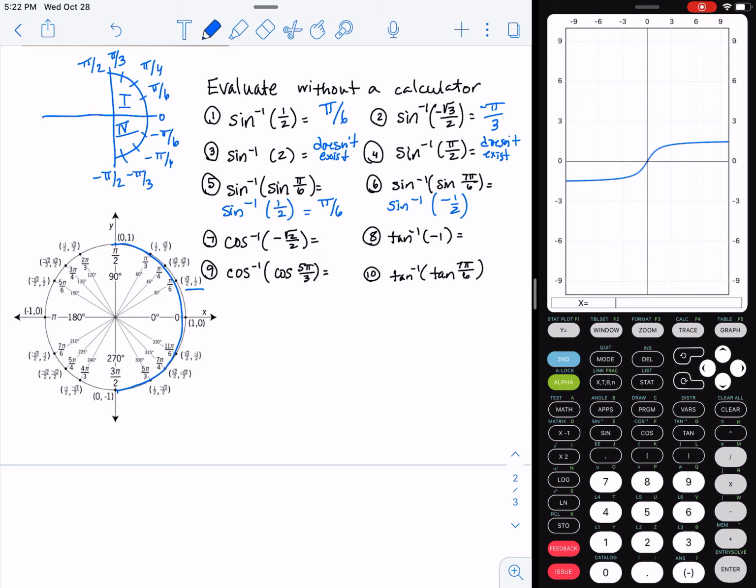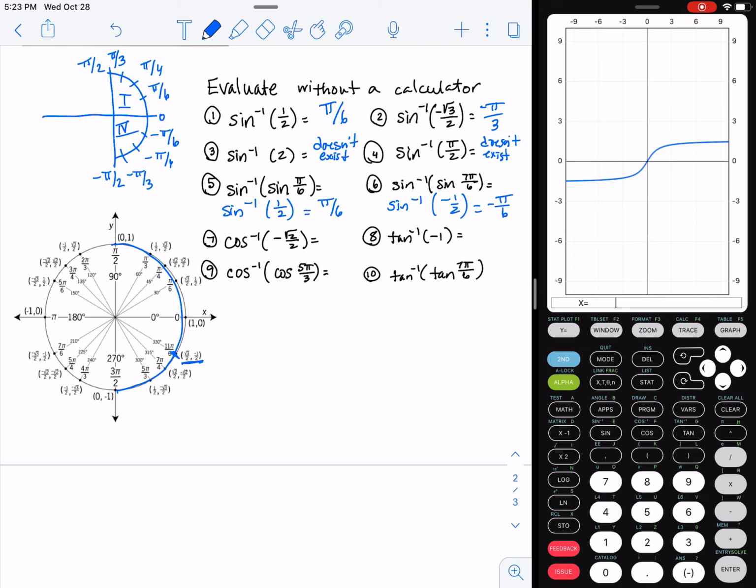I'm focused on quadrants 1 and 4. I'm looking where in quadrants 1 and 4 the y value is negative a half. Well, the y value is negative in quadrant 4. Where is it negative a half? Right here. That's 11 pi over 6, which goes to negative pi over 6. So notice you're using the values that I've written here at the top, from negative pi over 2 to pi over 2.